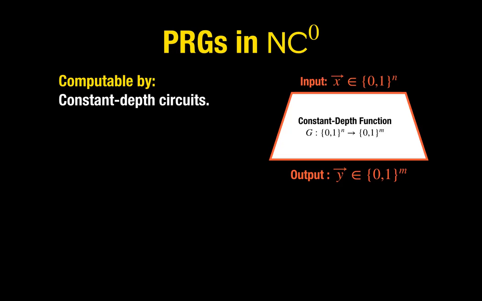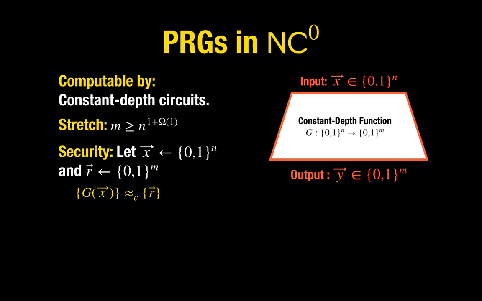where m is some polynomial in n. Think of it as n to the 1 plus some constant. We are looking for such PRGs implementable by constant depth circuits, meaning each output bit can depend only on a constant number of input bits, right? When it comes to security, we want that when x is chosen at random, g of x should look computationally indistinguishable to a random string of length m. That's just the traditional PRG cryptographic security.